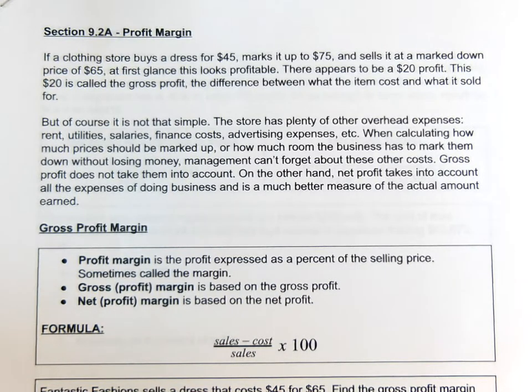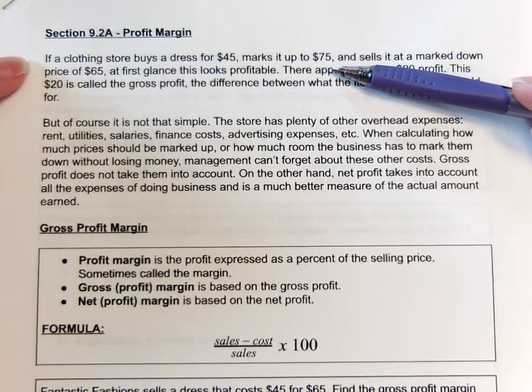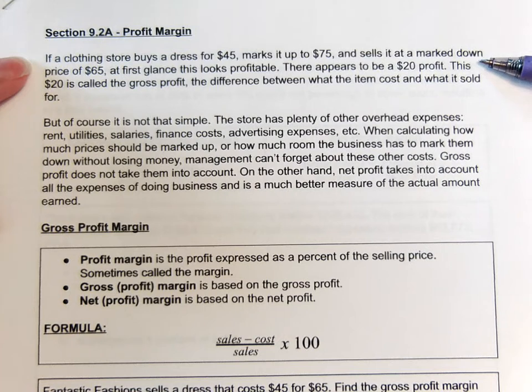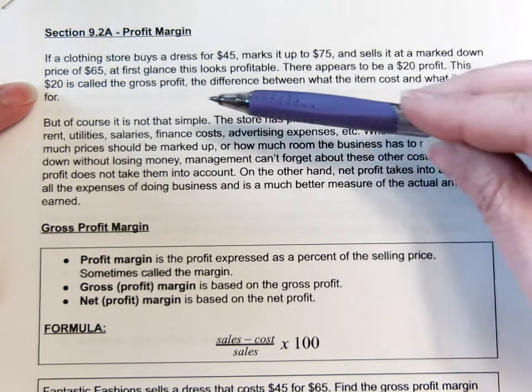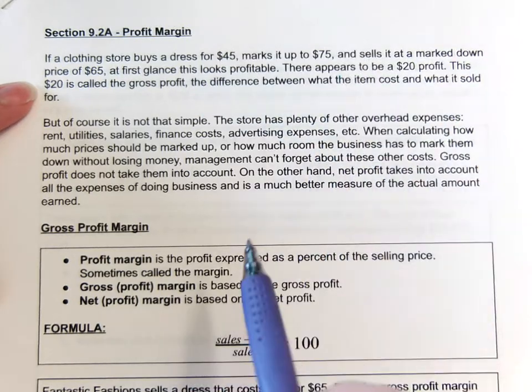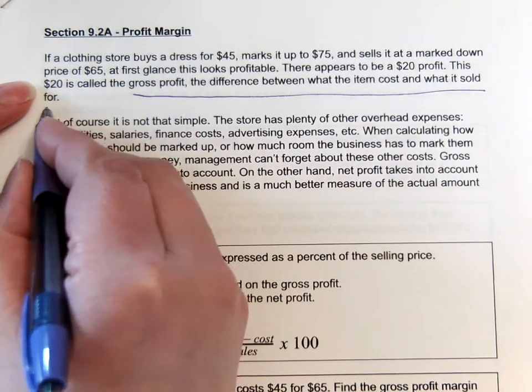Here we go. If a clothing store buys a dress for $45, it marks it up to $75 and sells it at a markdown price of $65. At first glance, this looks profitable. There appears to be a $20 profit. This $20 is called the gross profit, the difference between what the item costs and what it is sold for.